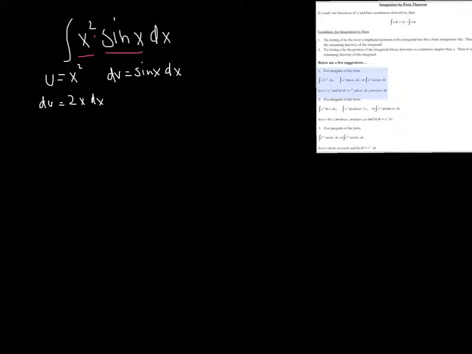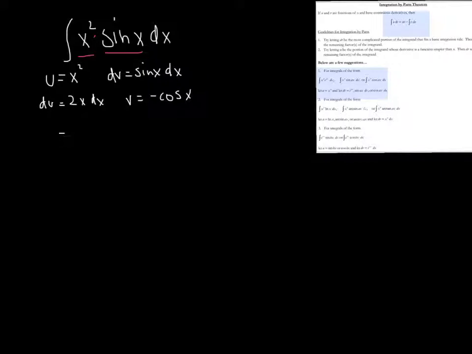And we're going to integrate dv, and that's going to give us negative cosine. Don't forget the derivative of sine is cosine, but the integral of sine is negative cosine of x. All right. So now we're going to plug it into our integration by parts formula right there. And we're going to get u times v. So that's going to be negative x squared.